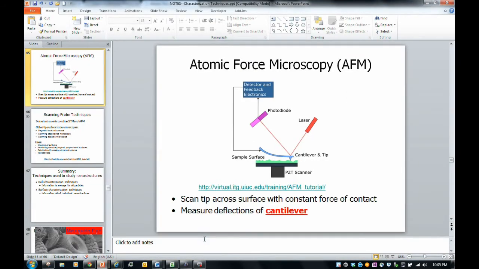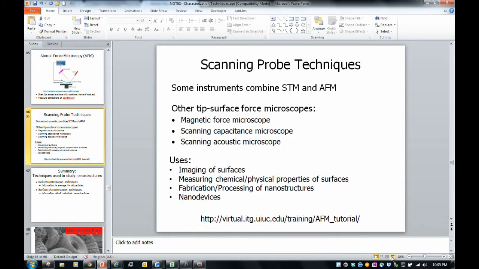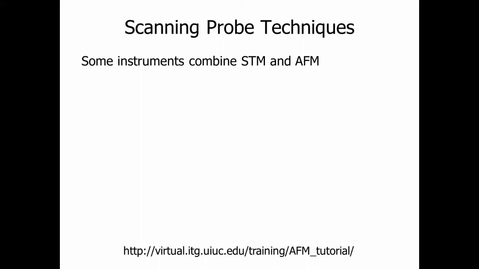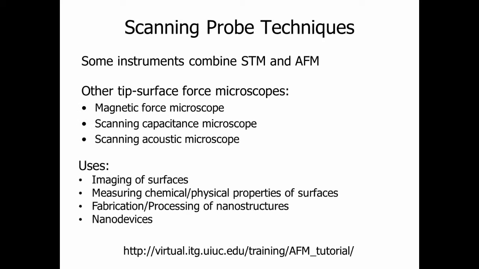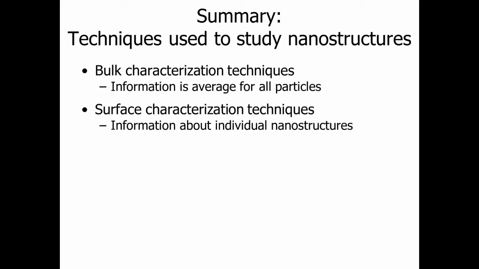Okay, so just to do a little recap here, that did a great job showing how you can use STM or AFM. There are other tip-surface force microscopes as well, and all of these are great for imaging your surfaces, for measuring the chemical and physical properties of your surfaces. You can also use some of these to make or process nanostructures or nanodevices. So in summary, there are a lot of techniques that you can use to study nanostructures. There are bulk characterization techniques, or there are also surface characterization techniques.